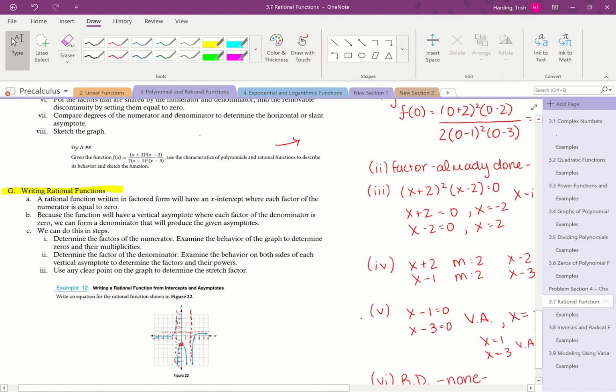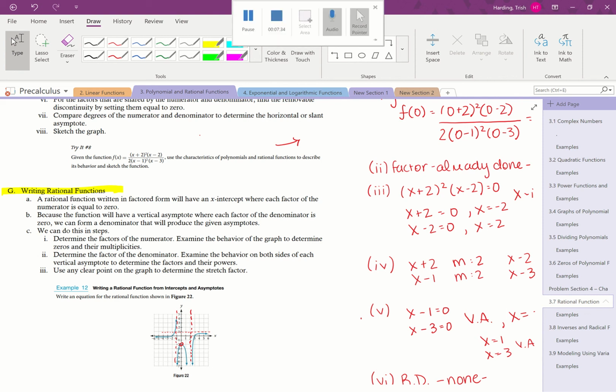Now we need to move on to 7. 7 is we have to determine a horizontal or a slant asymptote. So remember, when the top power is equal to the bottom power, we will have a horizontal asymptote that is the ratio of the coefficients.